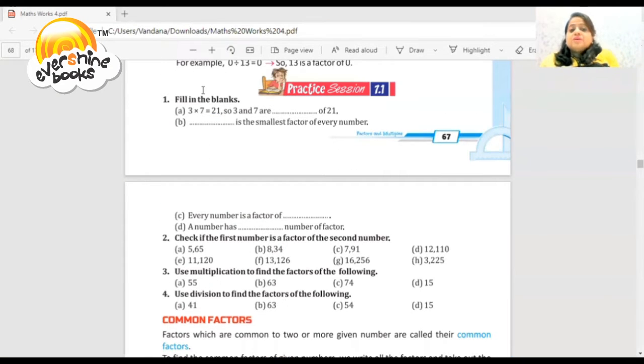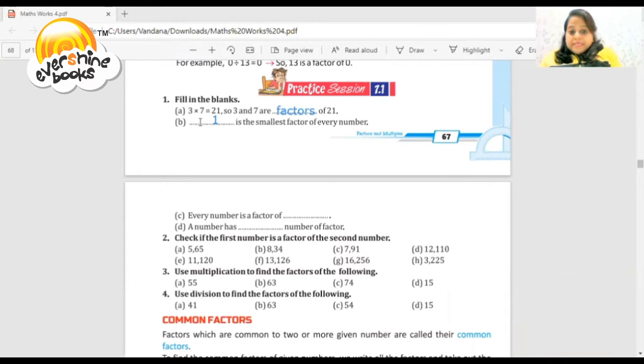Now students, this is your exercise 7.1. So do it in an interesting way. It's very easy. Fill in the blanks. 3 multiplied by 7, 21 is your answer. And 3 and 7 both numbers are factors. So you write here the answer, factors of 21.